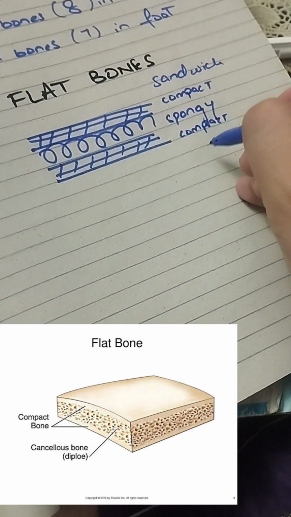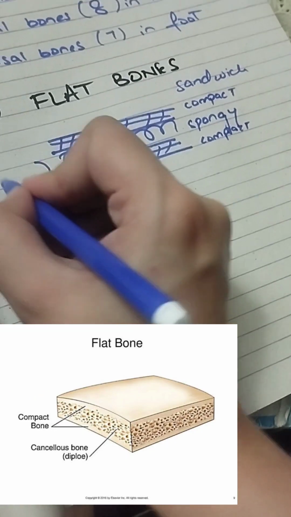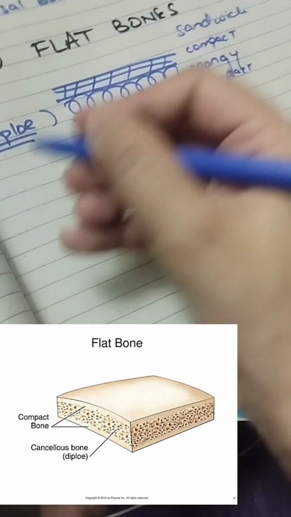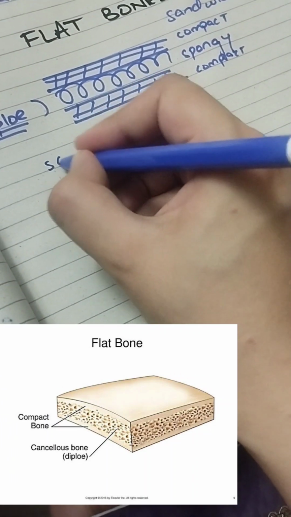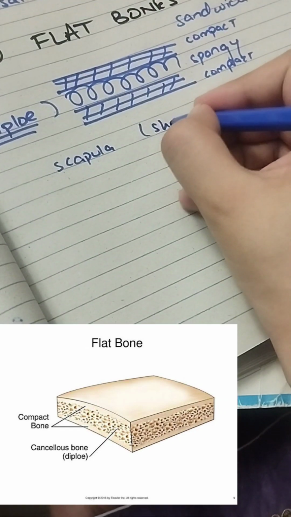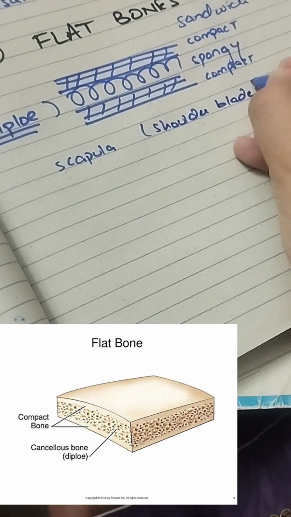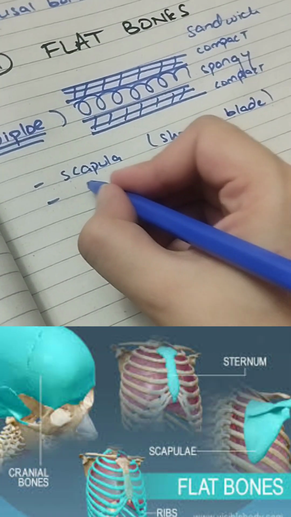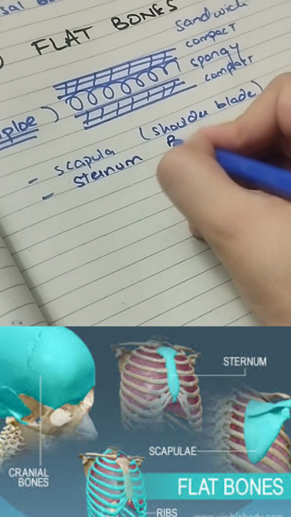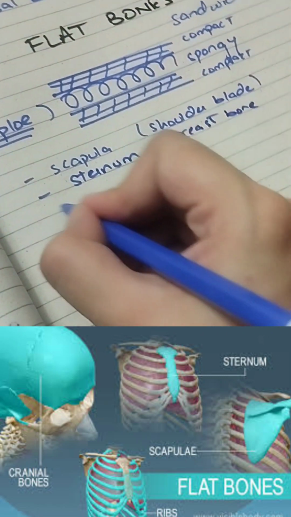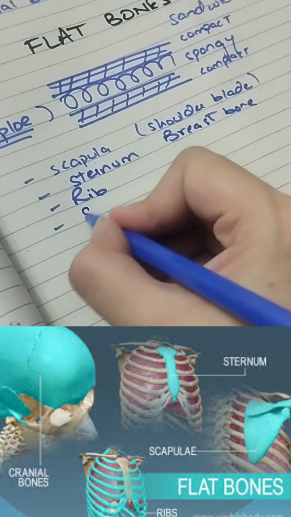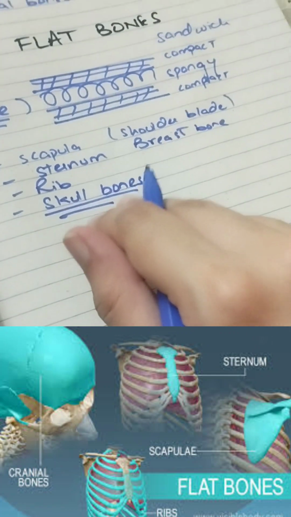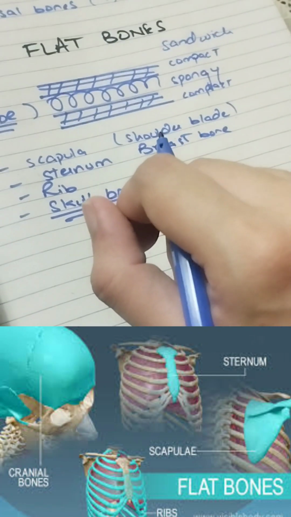The spongy bone in this case is called diploe. You need to remember this, that the spongy bone in this case is called diploe. Typical examples of these bones include the scapula, which is your shoulder blade, present in the upper limb, then your sternum, which is also called the breastbone, your rib cage, and your skull bones or calvaria, right? Skull bones, you need to remember, are a very typical example of flat bones.